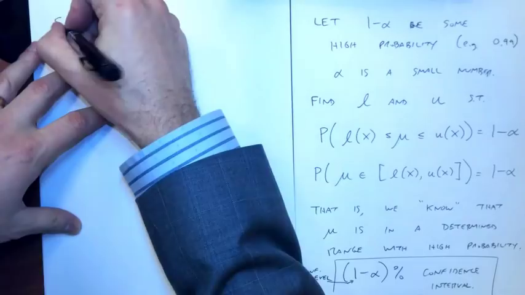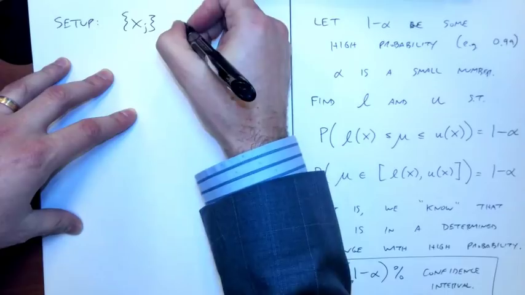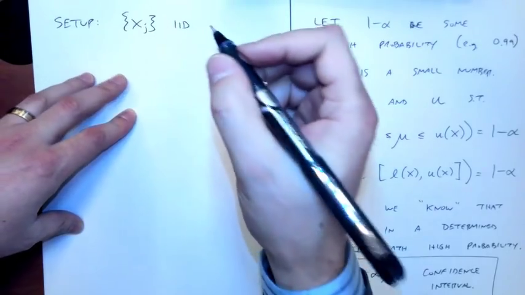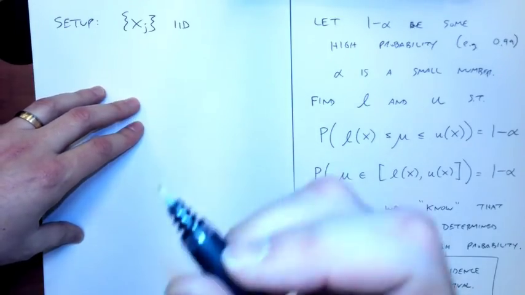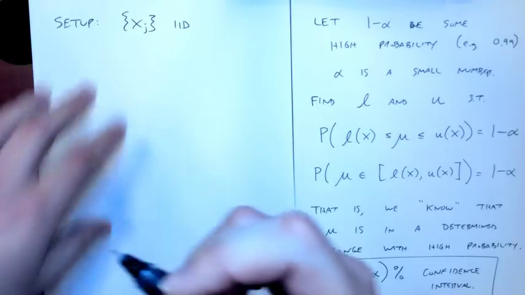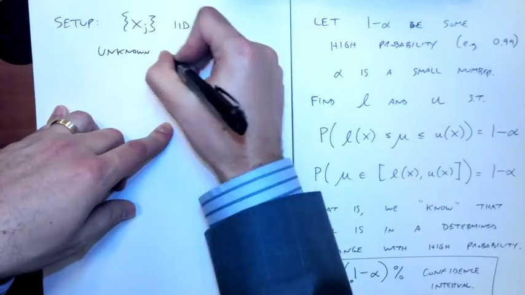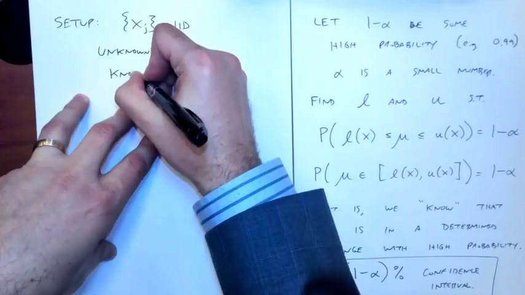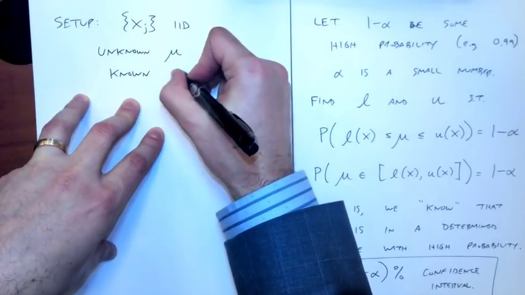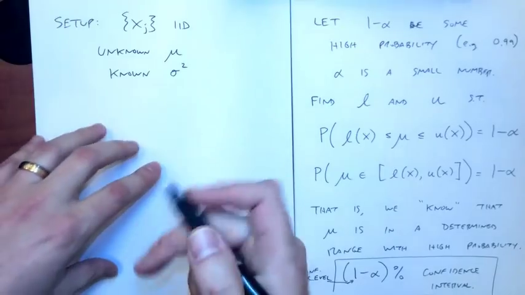So here's the setup. The setup, again, is that each of these guys is IID. And let's suppose, for example, that I don't know mu, right? So unknown mu. And for this to work for the moment, let's suppose that I know the variance. And it's kind of weird that I would know the variance but not the mean. Sometimes it happens, but let's suppose that's the setup, okay?